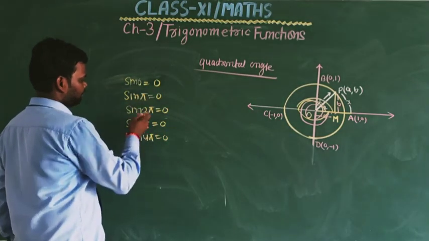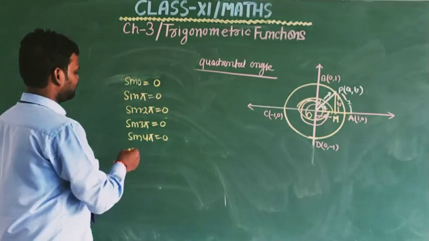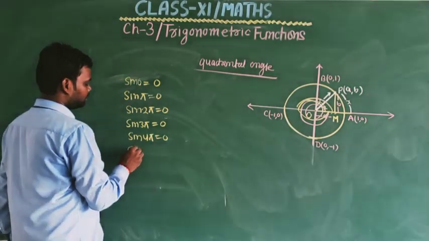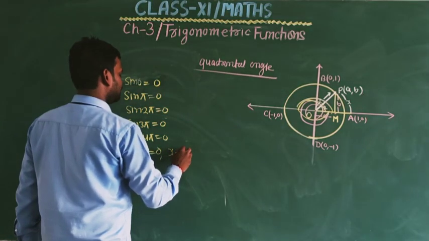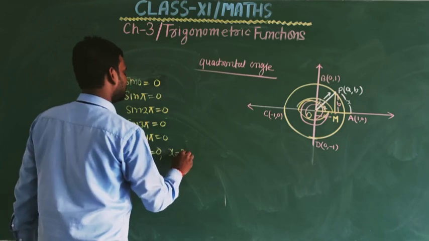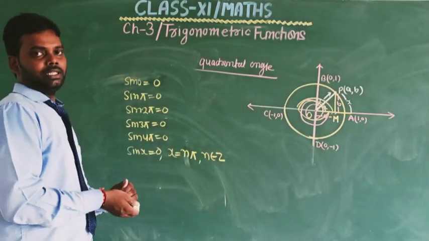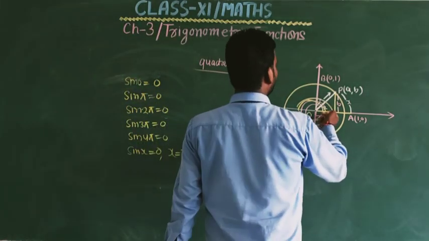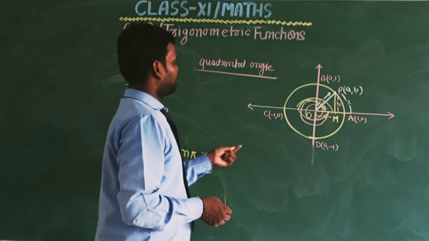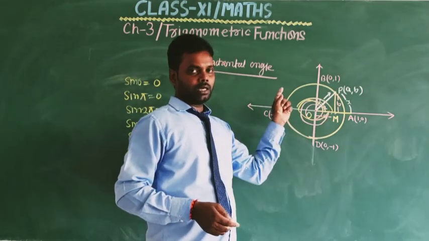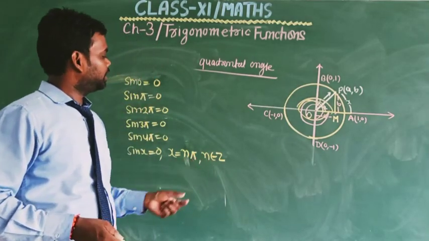So here we can write from the above discussion the value of sine x equal to 0 if x equal to an integral multiple of n pi, where n belongs to integers. Why integer? Because here the angle is clockwise and anti-clockwise both. So if the point B rotates anti-clockwise, then its value is negative. So we write integer here.